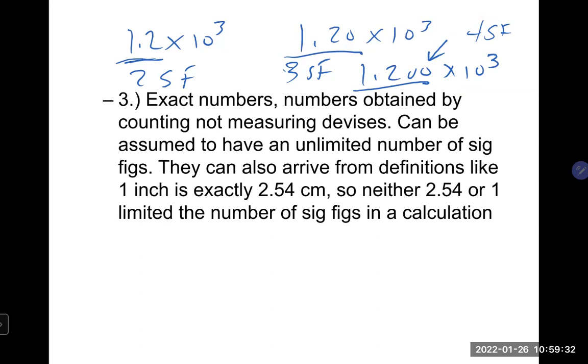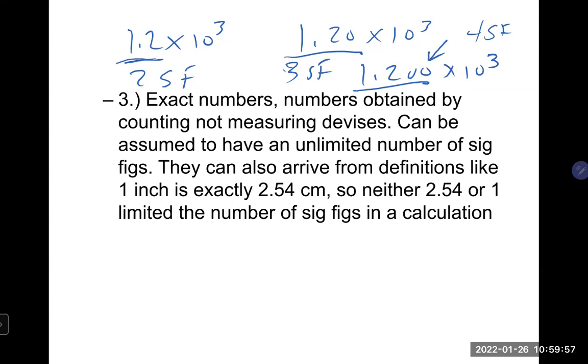Now, the last type of number is what is referred to as an exact number. And exact numbers are pretty much 2 things. They are things that are counted. So if I had pens on my desk here, I'm not going to do some type of experiment to figure out how many pens I have. I'm just going to simply count how many pens I have. So there are things that are counted.